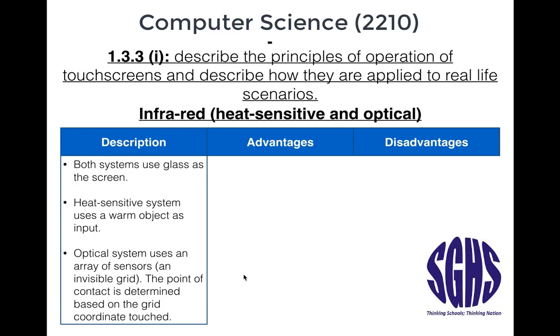Examples of infrared devices include the Samsung U600 and the Samsung SGHE 900. Yeah, I did some research.